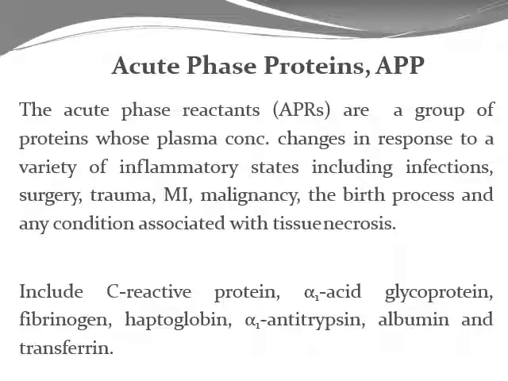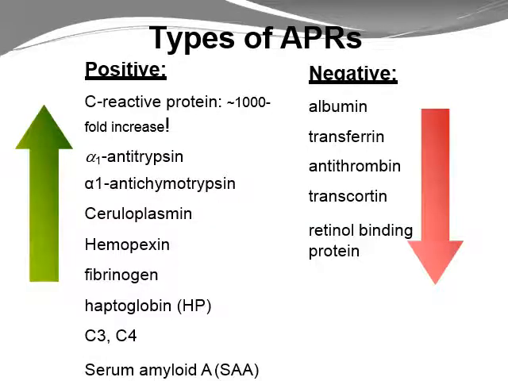alpha-1 acid glycoprotein, fibrinogen, haptoglobin, alpha-antitrypsin, albumin, and transferrin. It is very important for you to know which protein's level will increase in acute phase and which protein will not increase or decrease in acute phase. So this chart is very important and high yield.